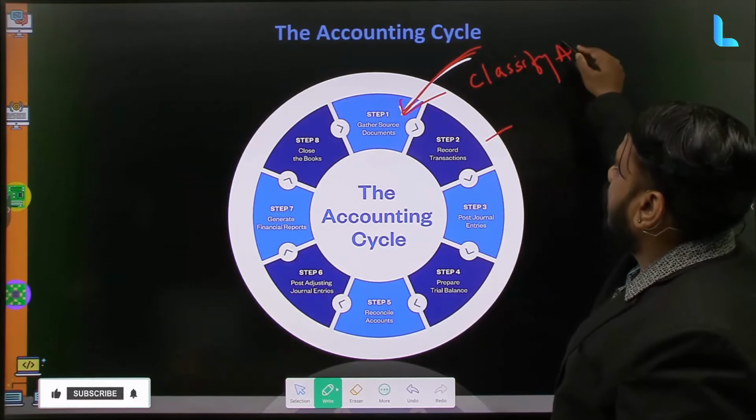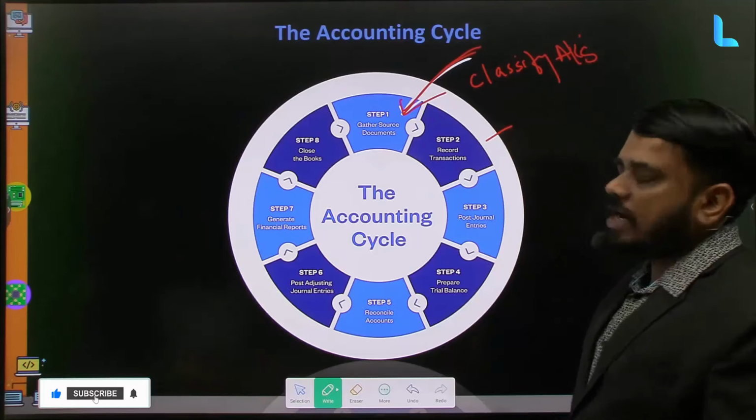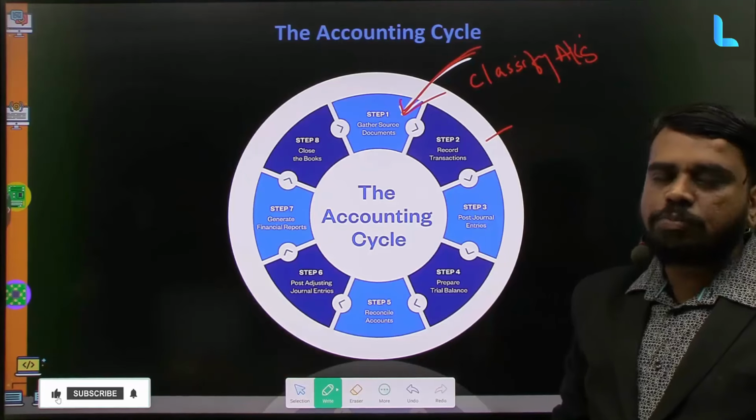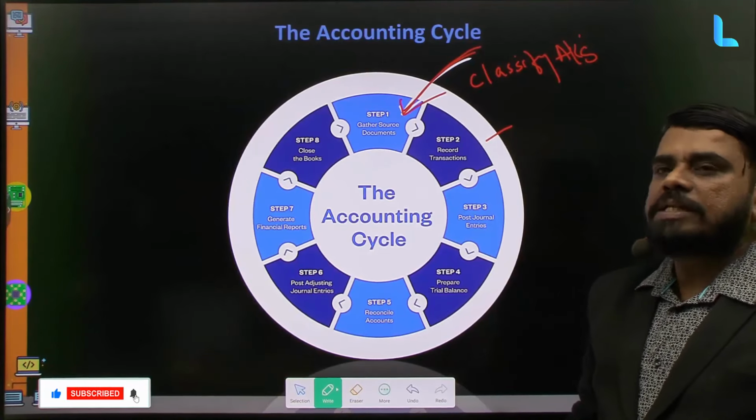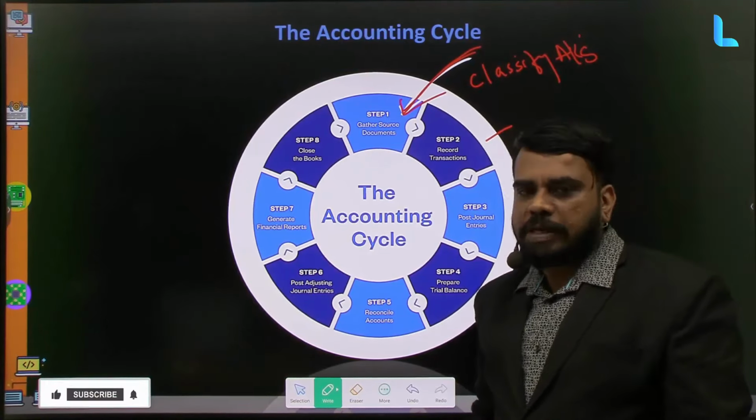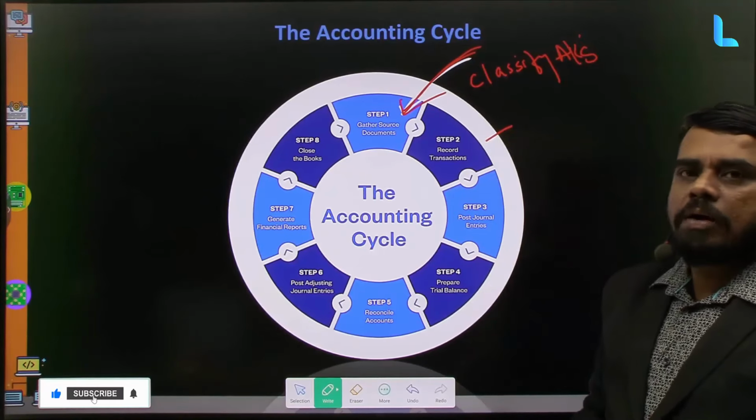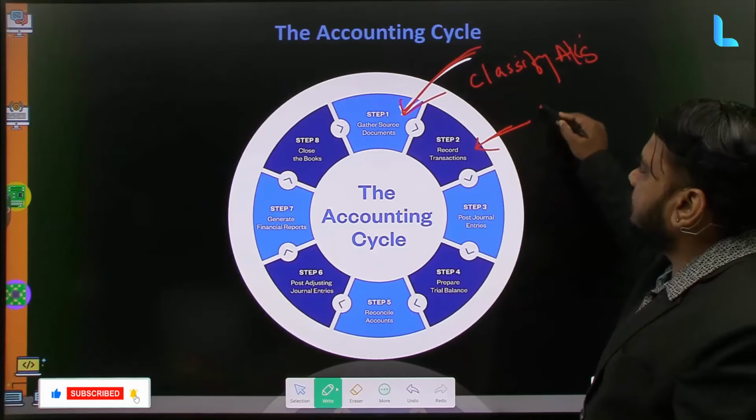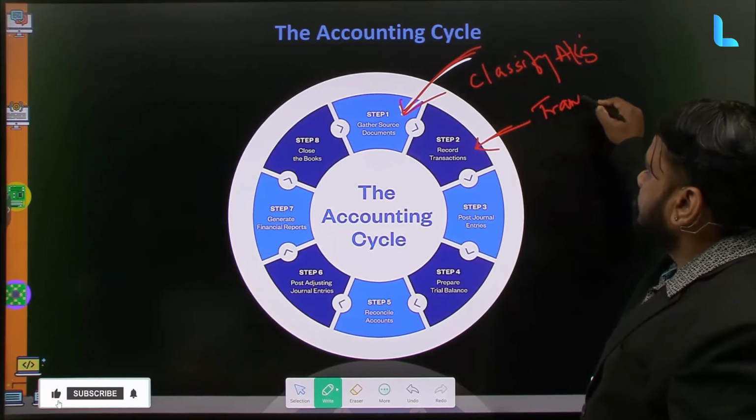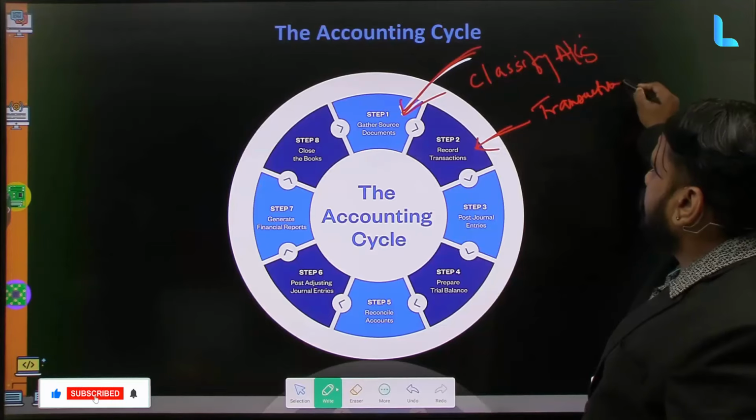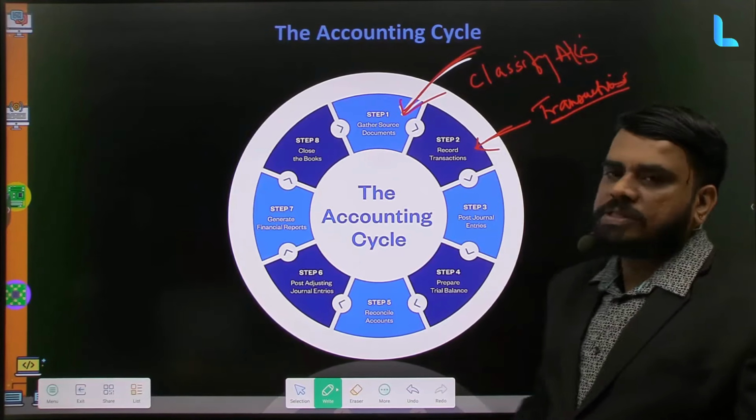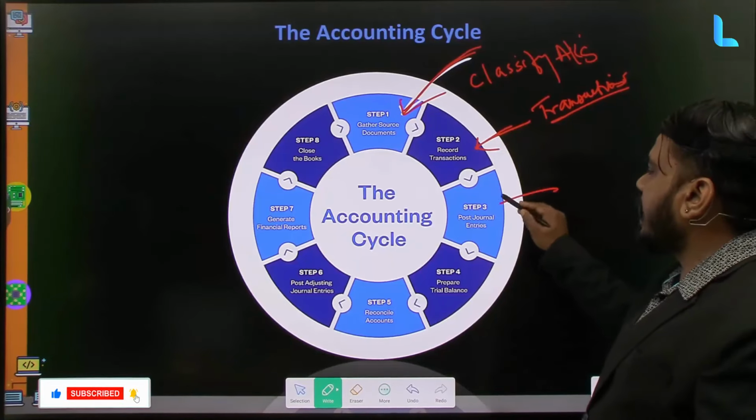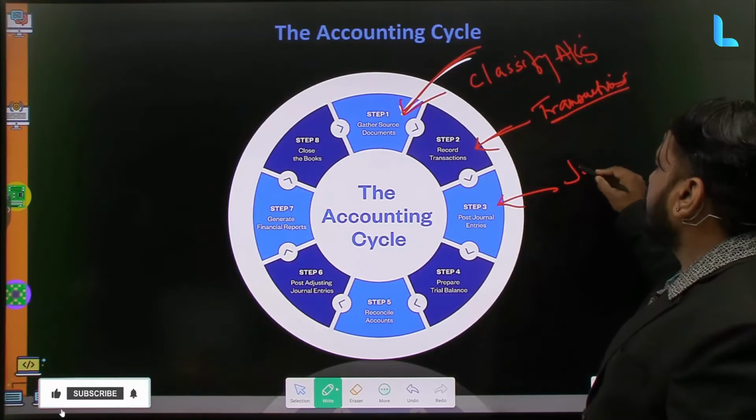Classify accounts. After classifying the accounts, the required account books have to be prepared. What the account books are, I will explain in detail, but you try to understand. Then using the account books, the transactions will be recorded. Everything which involves money, those transactions are all recorded. After recording these, they are posted as journal entries.